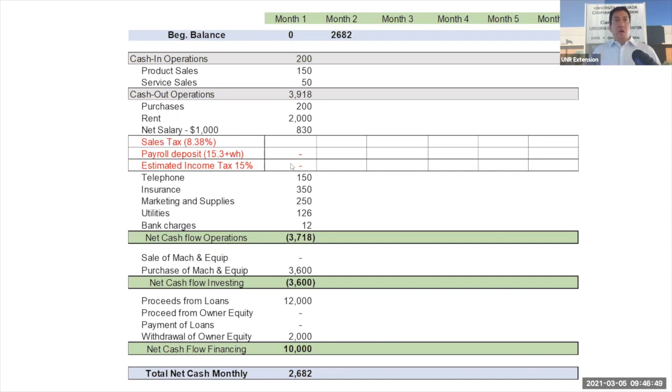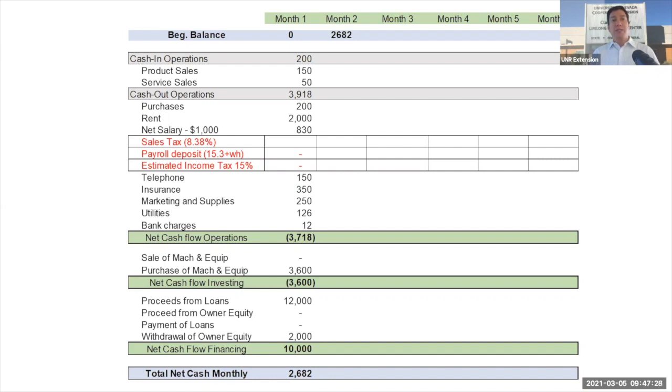Okay. So at the end, if we go down, we have a total net cash monthly positive of 2682. Okay. But if you are analyzing this cash flow, if you're the banker and you're looking at this, the owner says, hey banker, I have a net cash flow from all my sections of 2,600. My business is doing good.